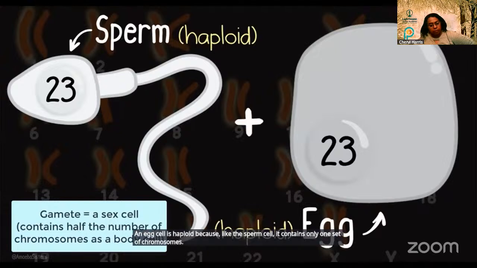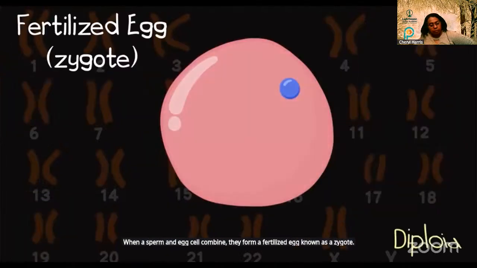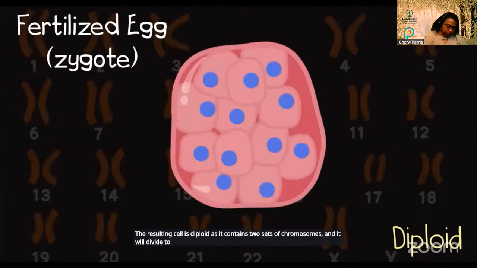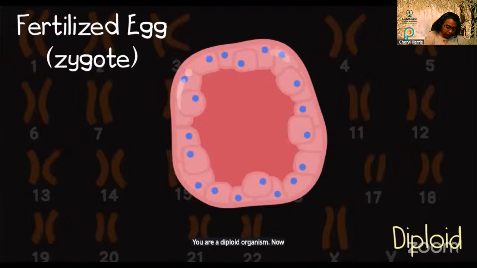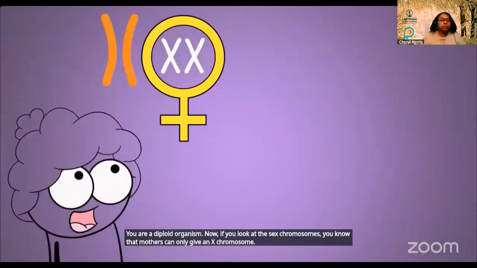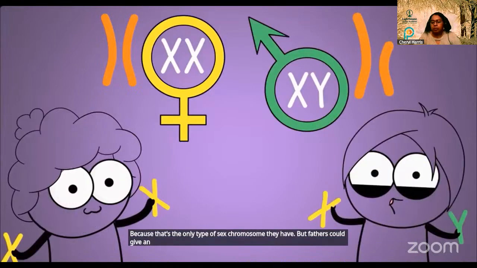When a sperm and egg cell combine, they form a fertilized egg, known as a zygote. The resulting cell is diploid, as it contains two sets of chromosomes, and it will divide to continue to form more diploid cells. You are a diploid organism. Now, if you look at the sex chromosomes, you know that mothers can only give an X chromosome, because that's the only type of sex chromosome they have. But fathers could give an X, the baby would be XX, female, or a Y, the baby is XY, male. So fathers determine the biological sex.